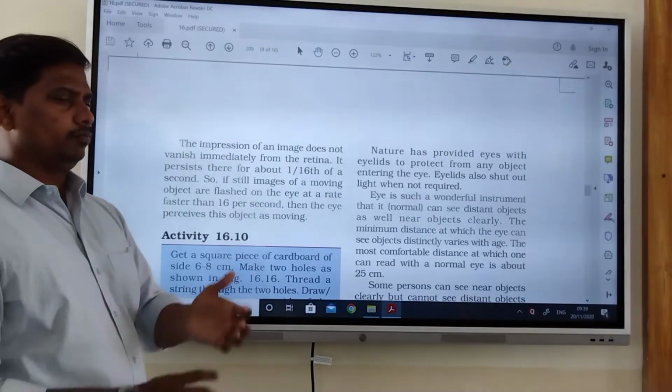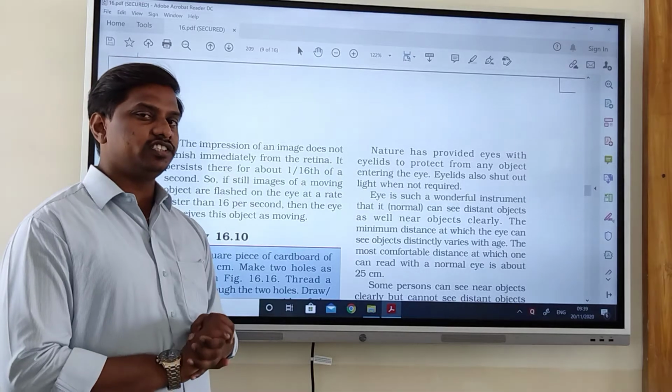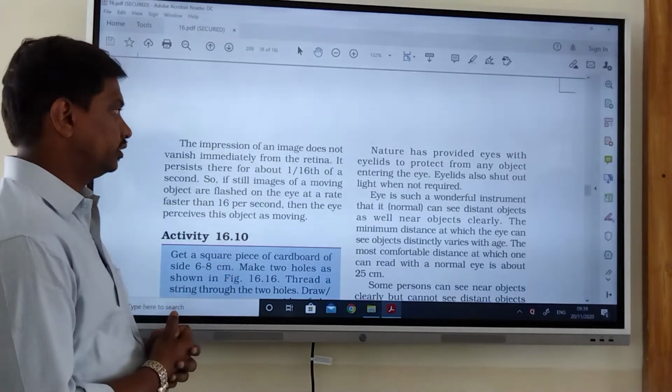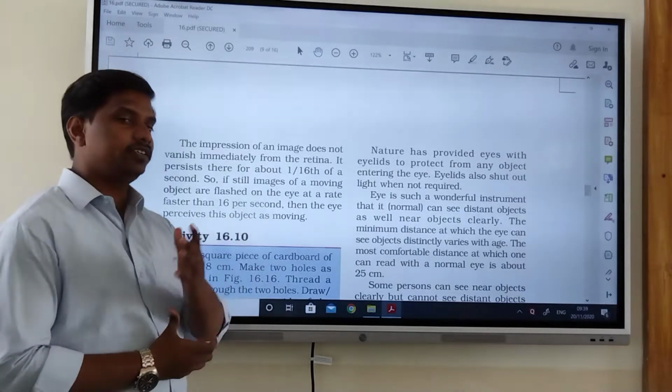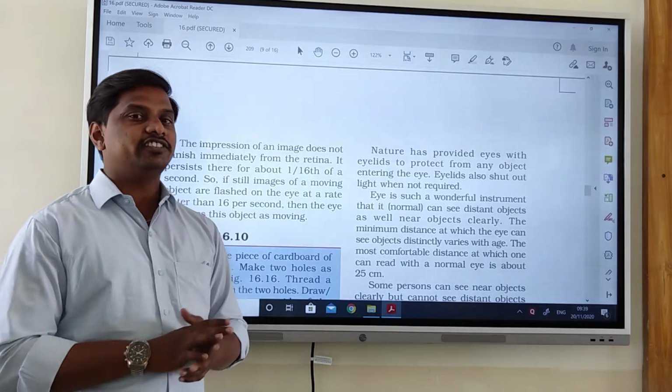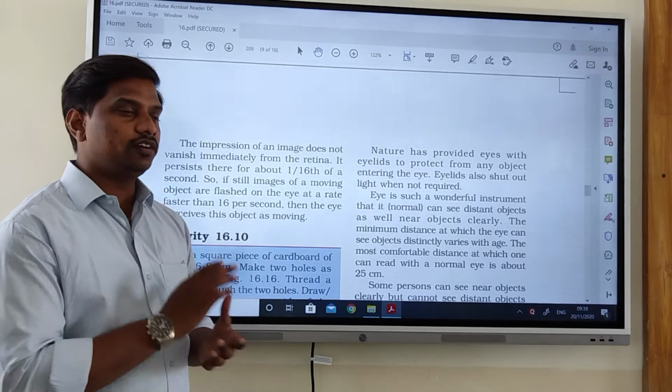So the blind spot doesn't have any sense organs or sensory system. They will just send the message to the brain, and the brain will interpret it and send the message to the eye and different organs.